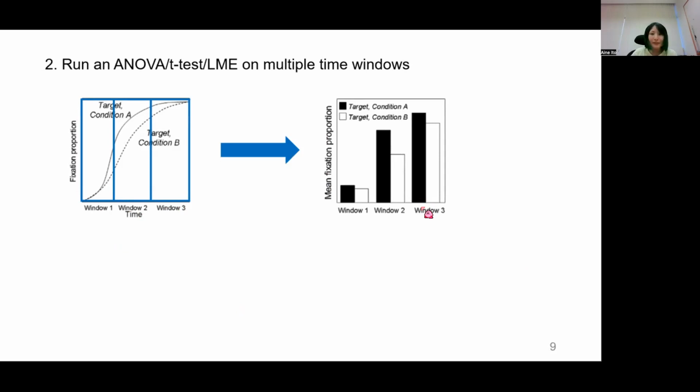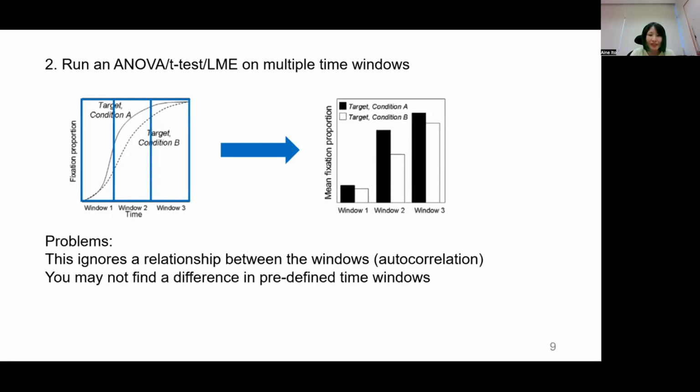And this might be what you get. If we do something like this, we can still get a pattern where the difference between these conditions is the largest in the second time window in this case, right? And we can capture something like that. There's no big difference here, a bigger difference here, and a slightly smaller difference here, right? So this seems to capture some kind of pattern to some extent. But the problem with this is that it ignores the relationship between the windows that we call autocorrelation.